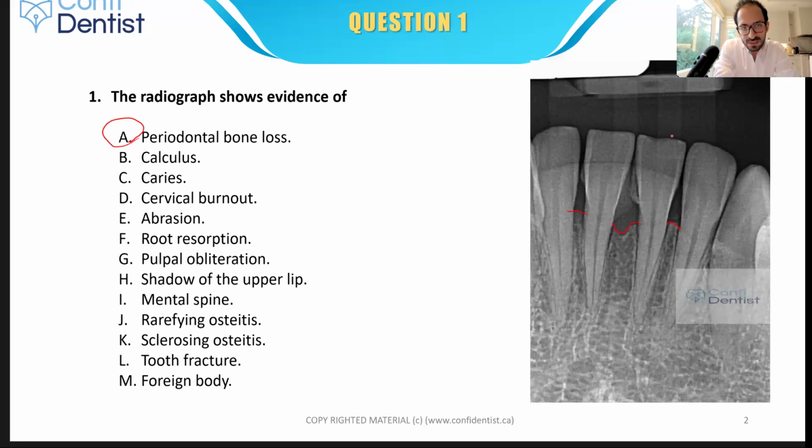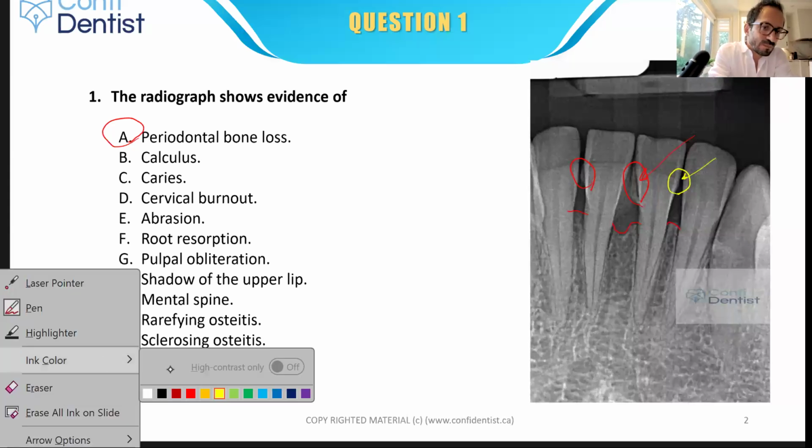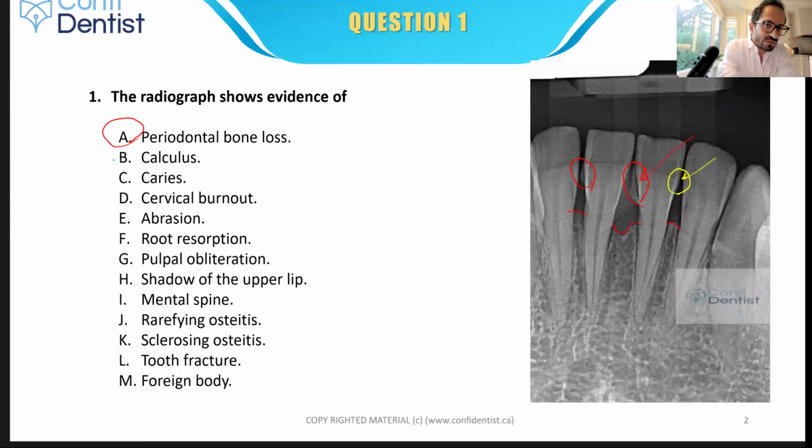Another obvious thing that I see here is this. So one calculus here, another calculus over there, and another one here. So this one might be a little bit risky though, but I think it's safe to select it at like calculus at that size. So option B is also the right answer.